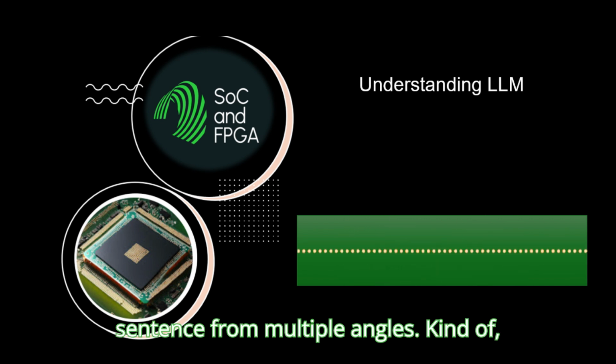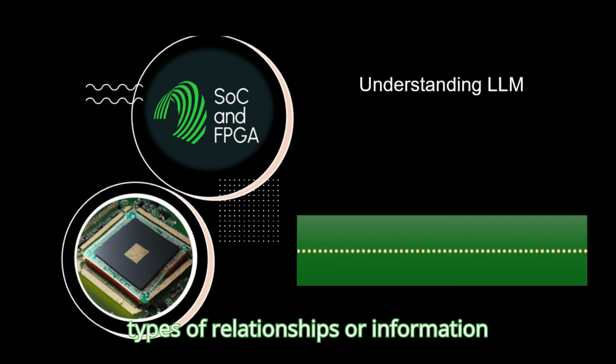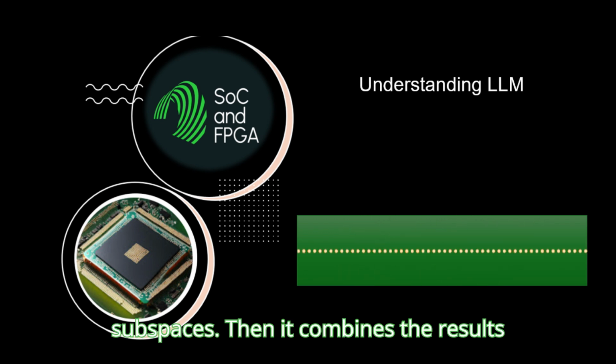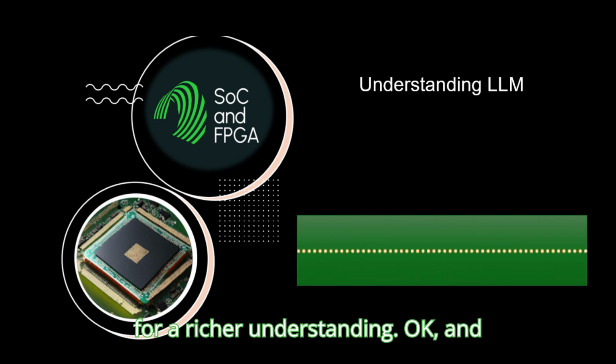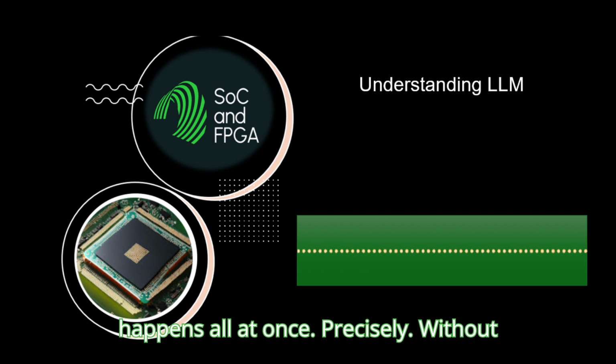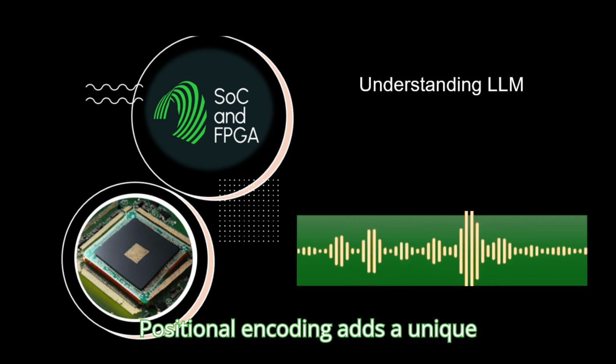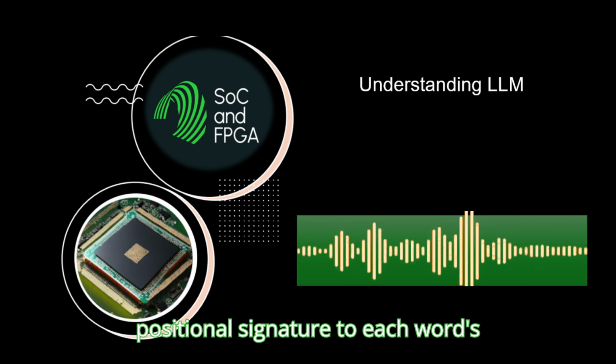Like looking at the sentence from multiple angles. Kind of, yeah. Each head focuses on different types of relationships or information subspaces, then it combines the results for a richer understanding. Okay. And positional encoding, just to recap, is absolutely necessary because processing happens all at once. Precisely. Without it, the model loses the sequence order. Positional encoding adds a unique positional signature to each word's embedding.